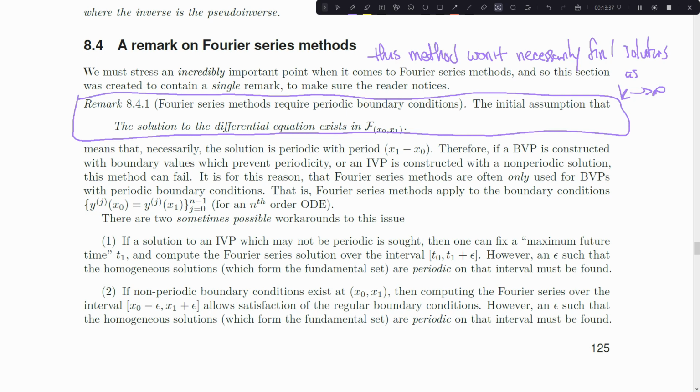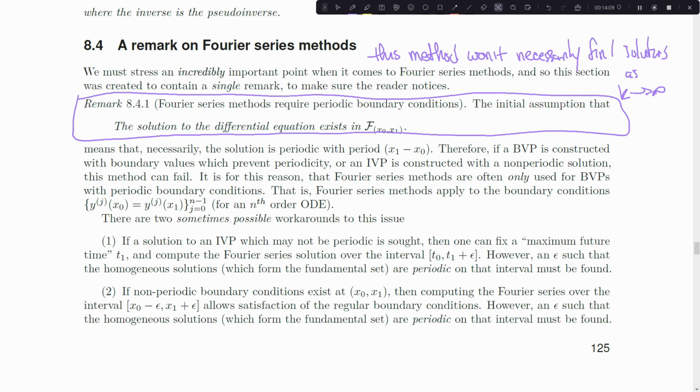And so we can really only use these particular methods in the situations where we're actually given a boundary value problem, and the boundary values in the boundary value problem are periodic. And so that's something to keep in mind, and that's actually why the entire chapter 9 exists. That's why our Laplace transform and Fourier transform that we'll see in chapter 9 exist. It's to try to remedy this.